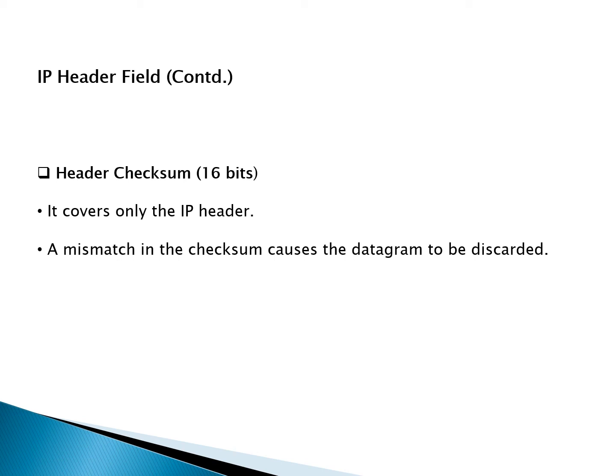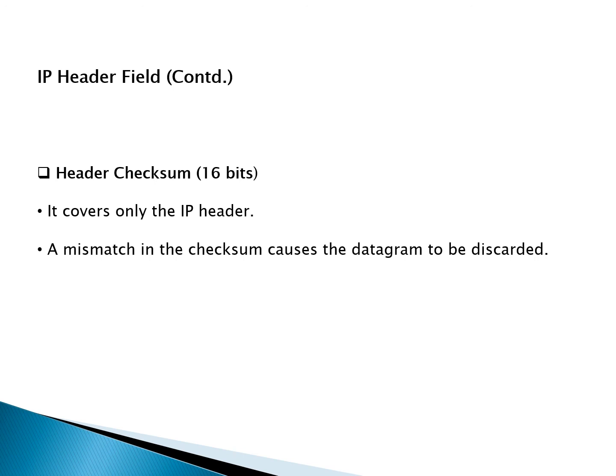Next is header checksum field. It is 16 bits long. Whenever you transmit a packet, there may be some error in transmission, like some bits getting corrupted: 0 becomes 1 and 1 becomes 0. When a node receives a packet, there is some mechanism to check whether the bits are correctly received or not. This header checksum is used for this purpose. This checksum is computed only on the header.